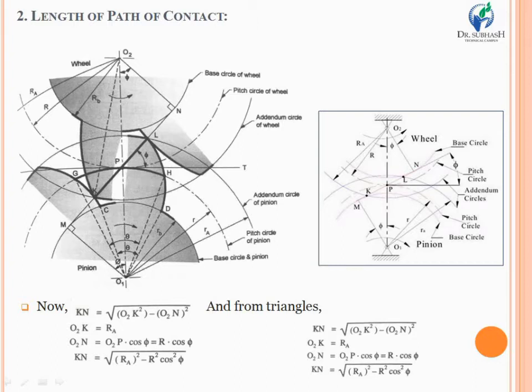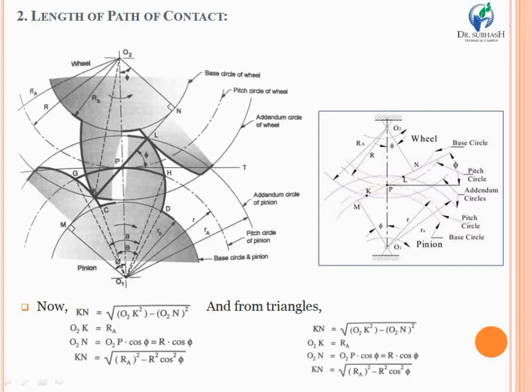So MN is the common normal at the point of contact, and it also represents the common tangent to the base circles of the gears. So MN, generally we can say, is the common tangent line between both of the gears. Now point K is the intersection of the addendum circle of the wheel with the common tangent to the base circles MN, and point L is the intersection of the addendum circle of the pinion with the common tangent to the base circles MN. KL is generally known as the path of contact.